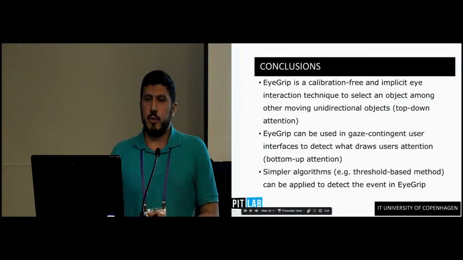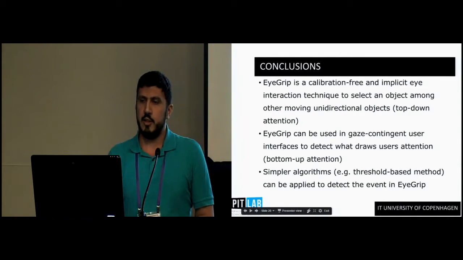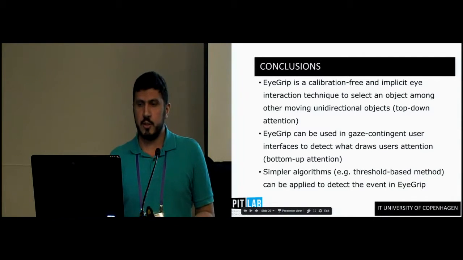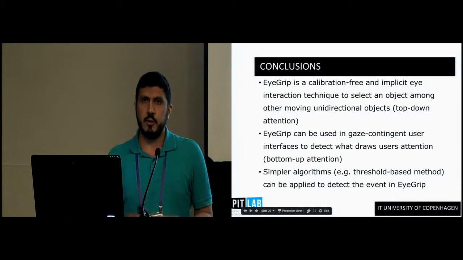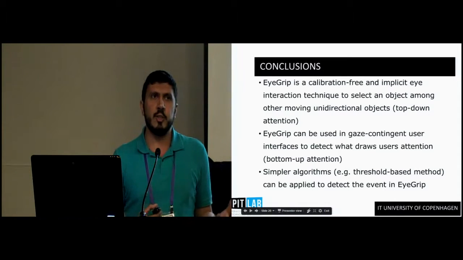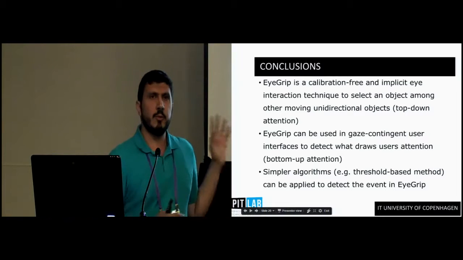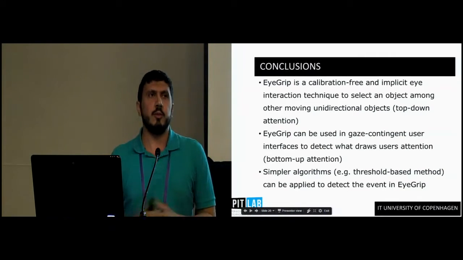All right, so to summarize, EyeGrip is a calibration-free and implicit eye interaction technique that is used to select one object among other objects that are moving in the same direction at the same speed. It can be used in gaze-contingent user interfaces to detect what draws user attention. And of course, instead of using a classifier, you can use simpler algorithms. For example, you can just set a threshold, and whenever the peak that we've just seen in the graph is above that threshold, you could assume that the user is looking at that object or paying attention to that object.